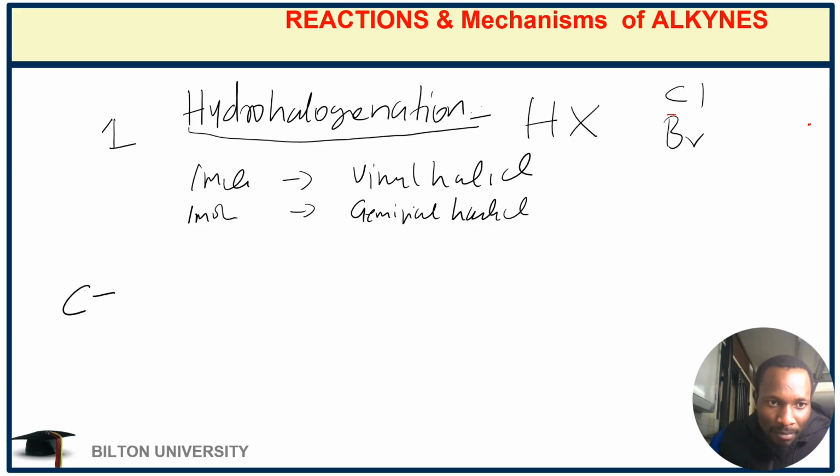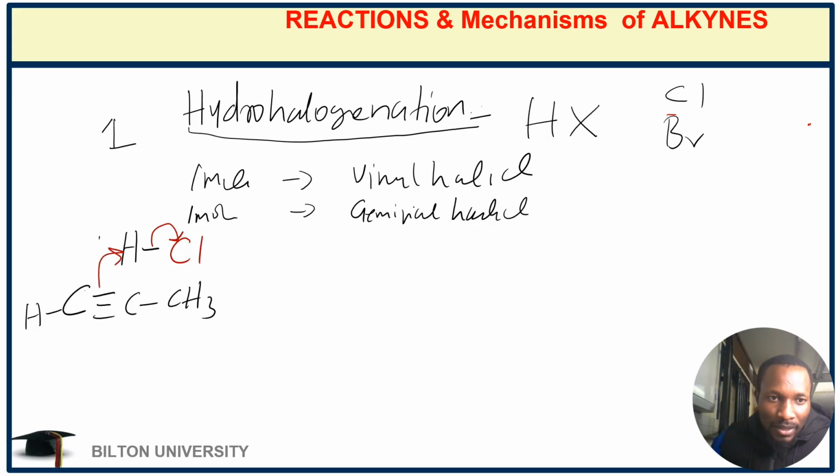If you have a carbon triple bond, and we have CH3, and we have H, and we have HCl. We know that the chloride atom is more electronegative than hydrogen, and therefore this bond will cleave heterolytically, leading to the electrophilic attack of the pi bond.